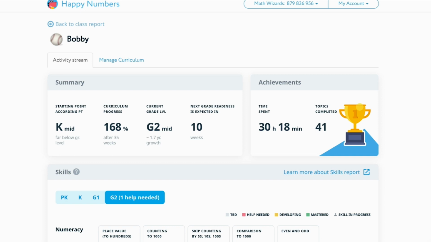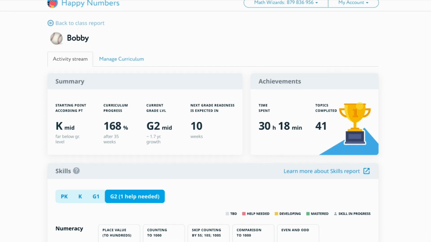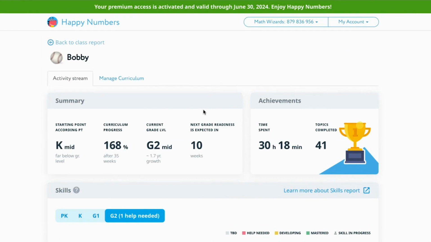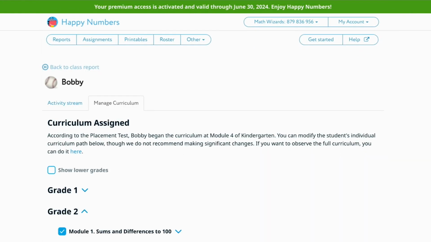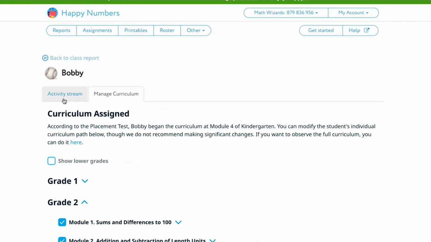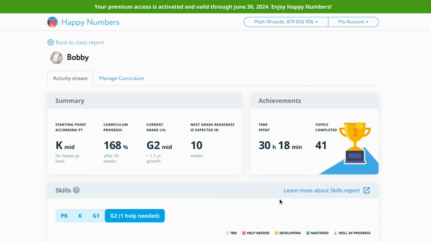Additionally, the achievements section provides information on the time your students have spent on tasks and the number of topics they've completed. Scrolling down, you can also review their skills report and activity stream. Additionally, this is where the Manage Curriculum section is located, which lets you adjust a student's learning pathway by assigning or removing specific modules or topics. Let's look at Bobby's information.